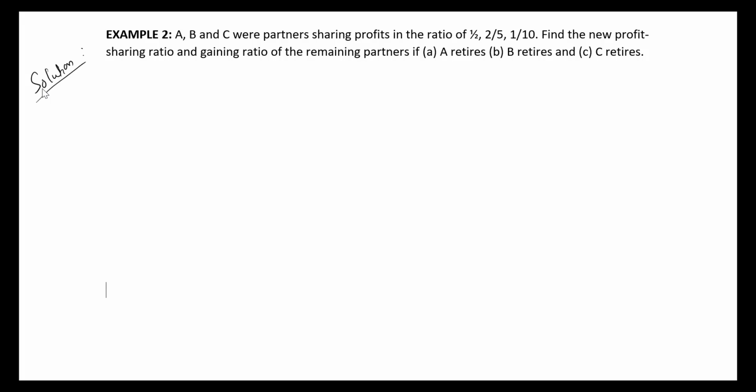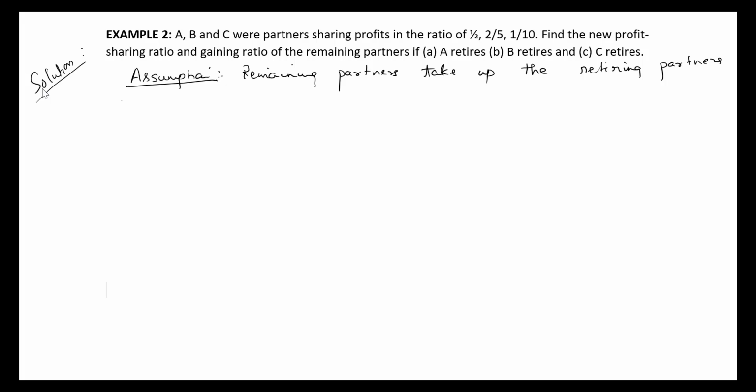Now we find that this sum is similar to the previous sum that we just solved, where because nothing is mentioned about the gain or the gaining ratio or the new profit sharing ratio, we make the assumption that the remaining or the continuing partners take up the retiring partner's share in their old profit sharing ratio.